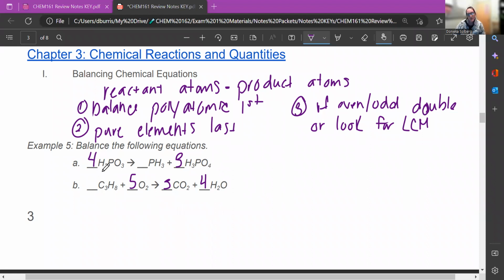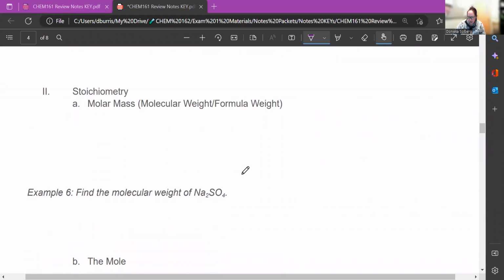I did say do polyatomics first if they stay the same on both sides. So in the A, PO3 and PO4 are not the same polyatomic ion, so I actually didn't do those first. All right, so now on to stoichiometry.